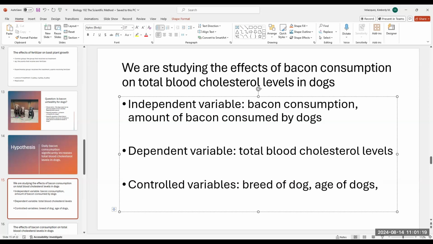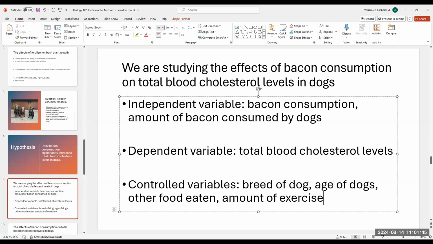What about other food eaten? We would want to keep that the same for all the dogs. So everybody's on the exact same diet, eating the same quantity of food, the same type of food every day. The only thing that they're eating differently is some are eating bacon and some aren't. How about the amount of exercise that the dogs are getting? We'd probably want to keep that the same.